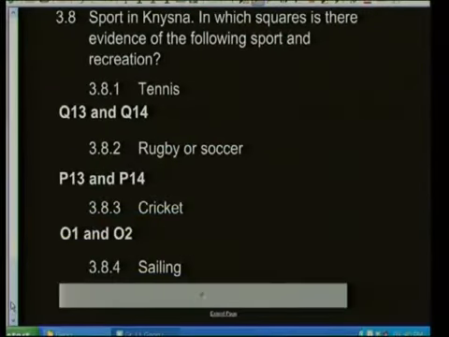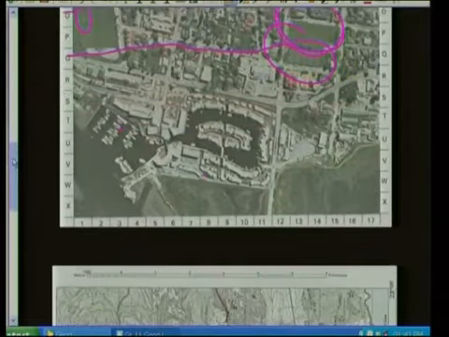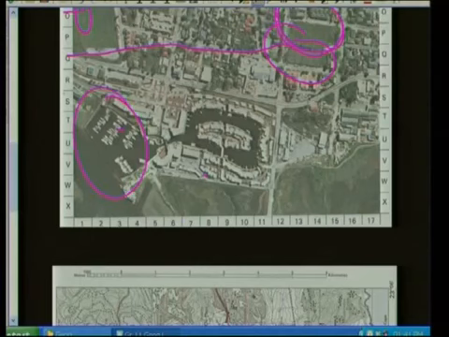All right, sailing. Let me get to my pen. T2, T3, U2, U3, and this is an easy one, eh? Because if you look at here, all these areas, the yachts, etc., are there. So obviously there's sailing happening in those areas itself. Once again, using the picture, using our knowledge, using the topographic map makes it so much easier to find. All right? Okay, guys, let's look at the next one.